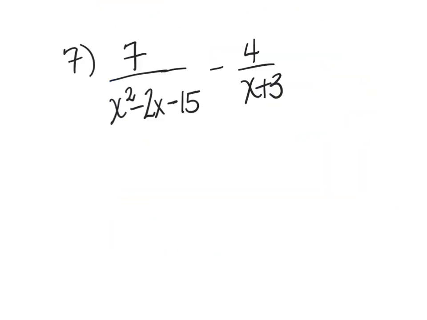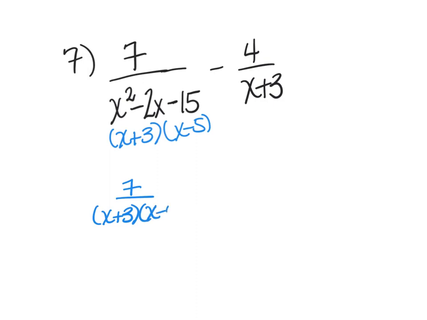All right, this one is 7 over x squared minus 2x minus 15 minus 4 over x plus 3. So just for time's sake, I'm going to tell you that if you do split B, this factors into x plus 3 times x minus 5. So I'm going to rewrite the fraction as 7 over x plus 3 times x minus 5 minus 4 over x plus 3.